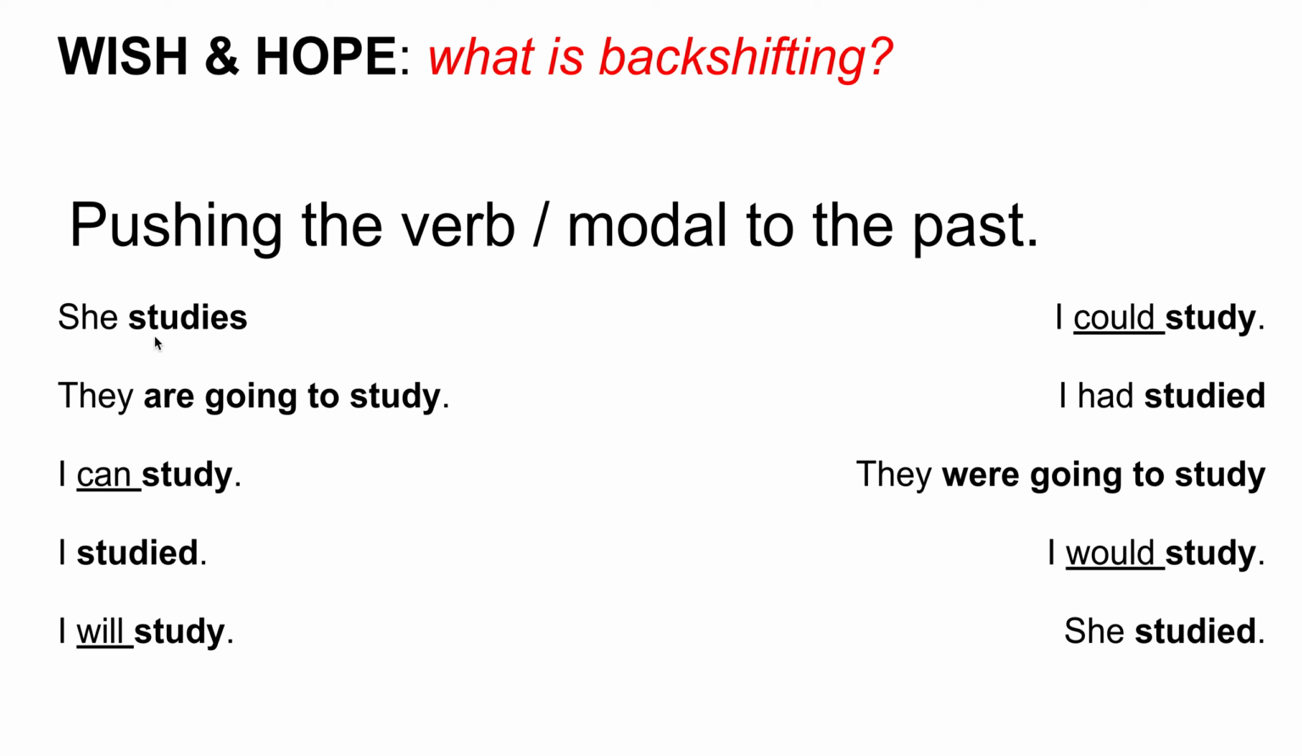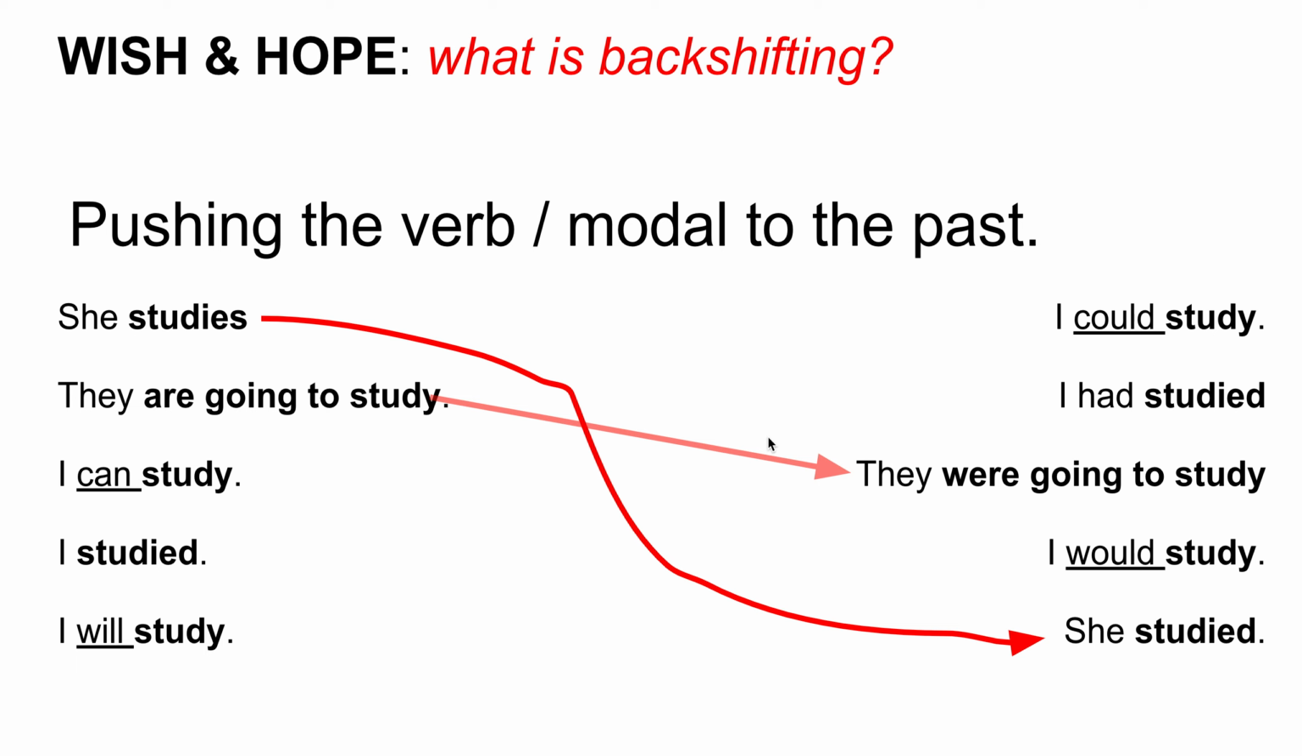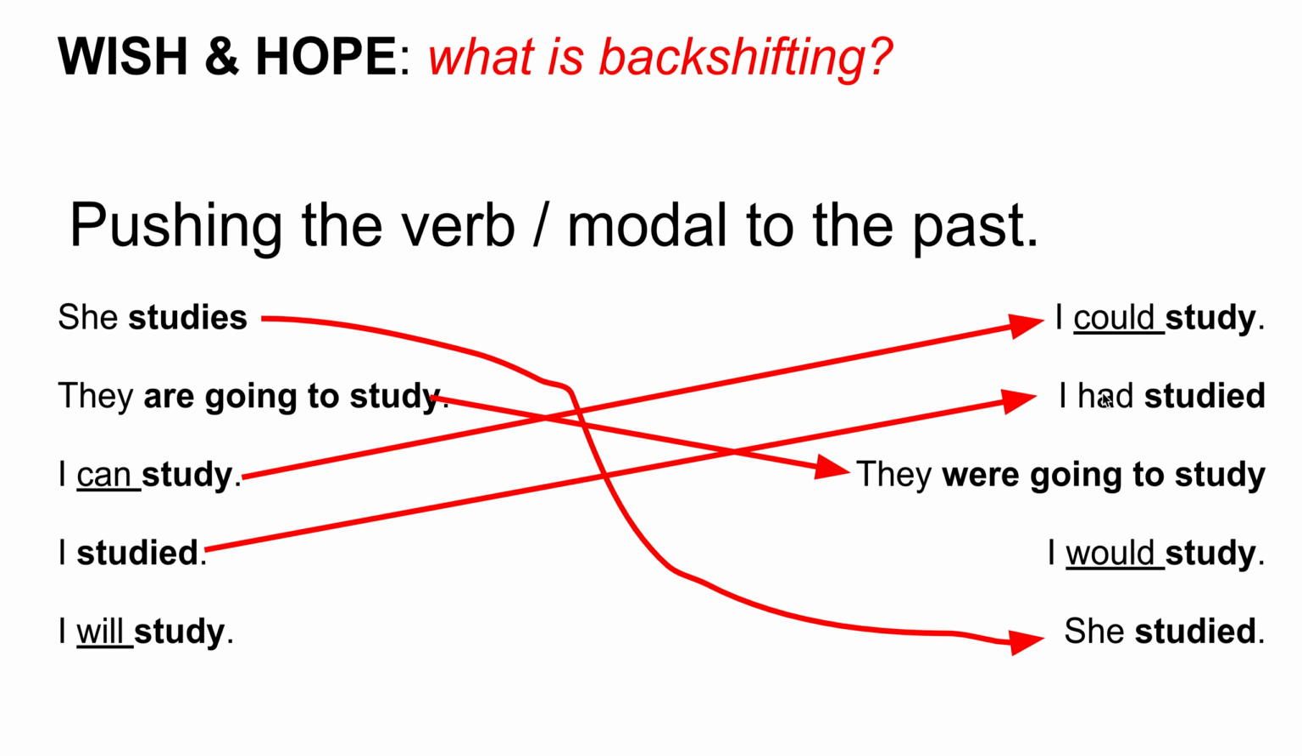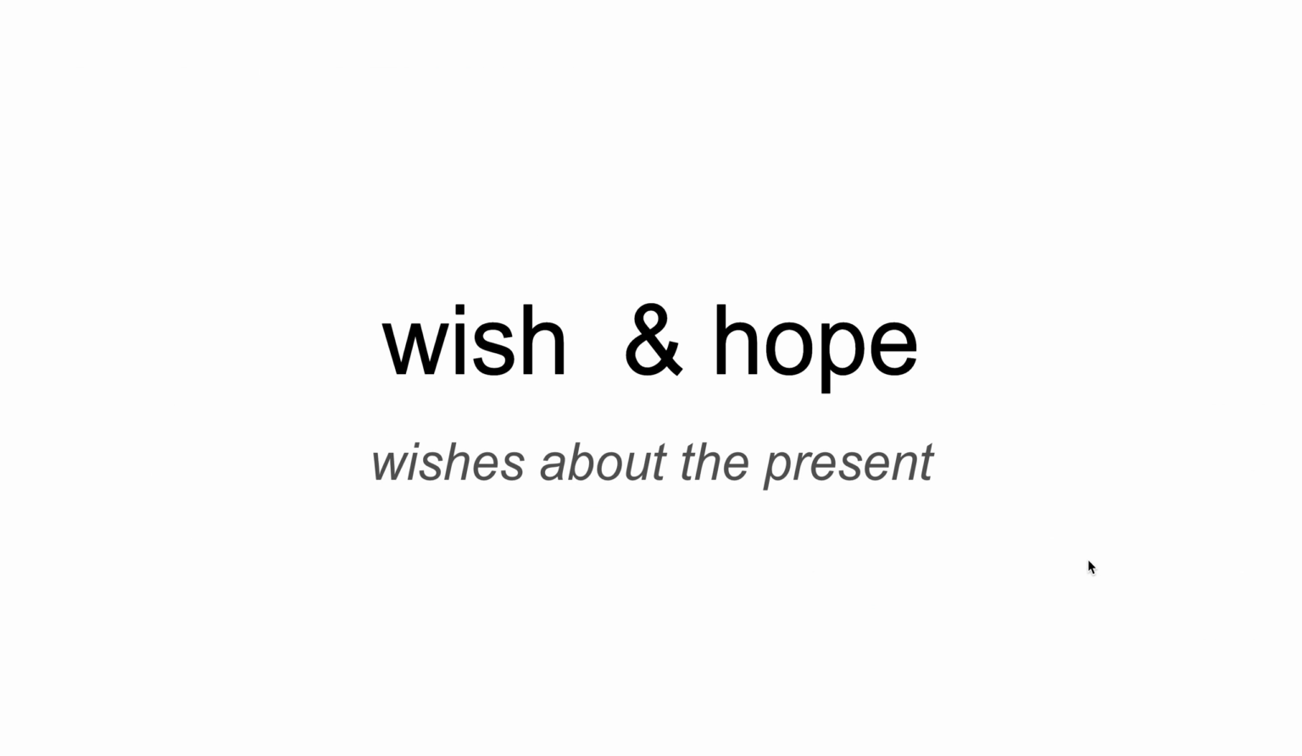For example, she studies, simple present. She studied, simple past. They are going to study. They were going to study. I can study, backshift the modal. I could study. I studied, simple past. I had studied, past perfect. I will study. I would study, backshift the modal.